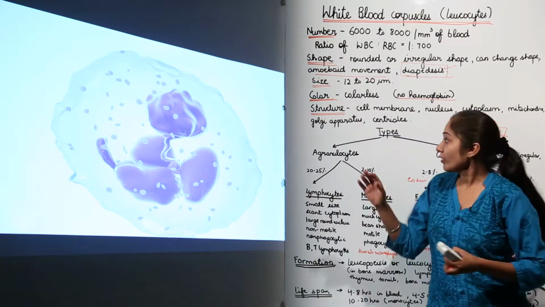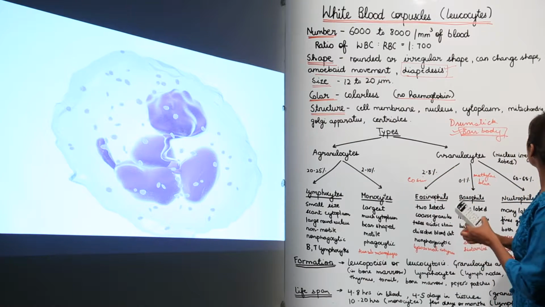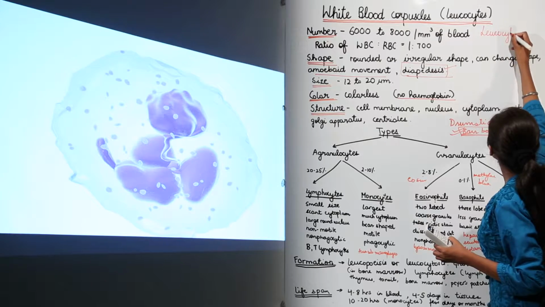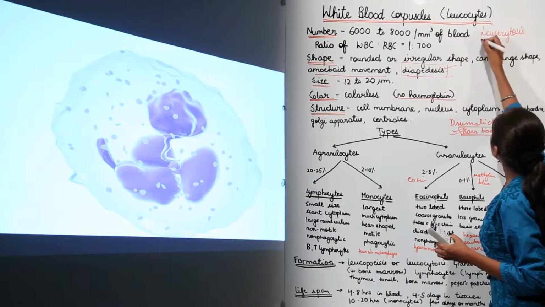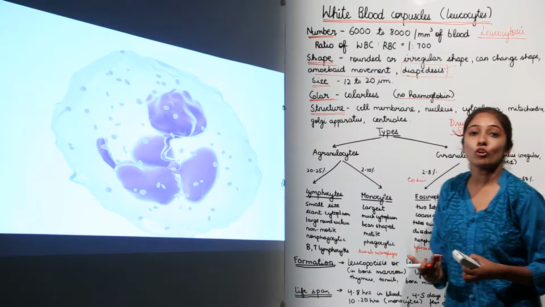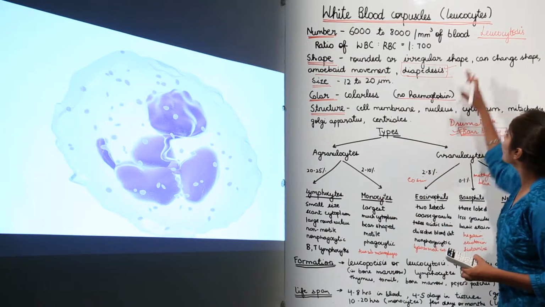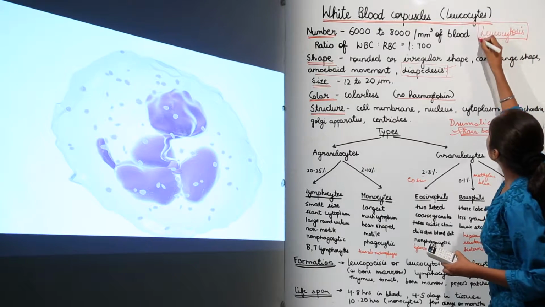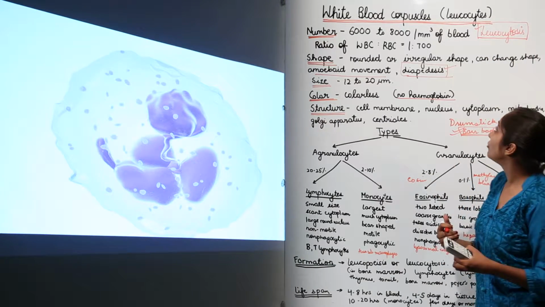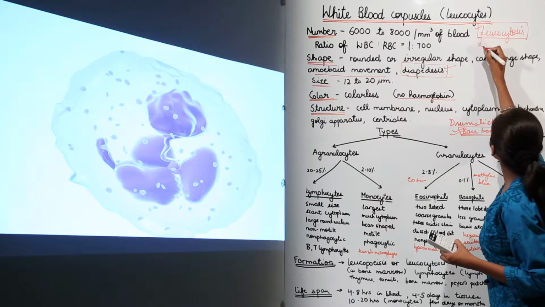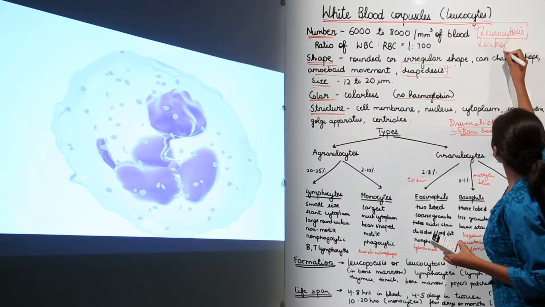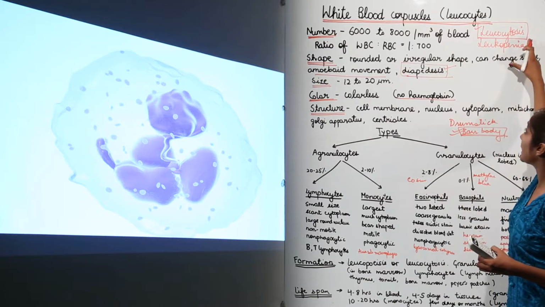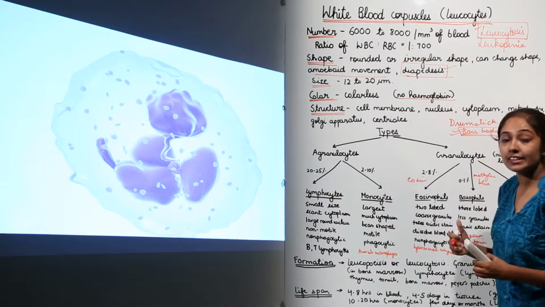So now here I want to introduce to you a term, that is leukocytosis. When there is an abnormal increase in the number of white blood corpuscles, we call the condition leukocytosis, right? And if there is an abnormal decrease in the number of leukocytes, we call that condition leukopenia. So an abnormal increase in the number of WBCs is termed leukocytosis, and an abnormal decrease in the number of leukocytes is known as leukopenia.